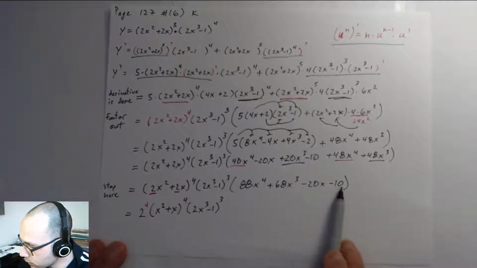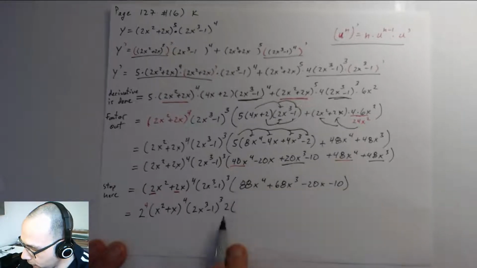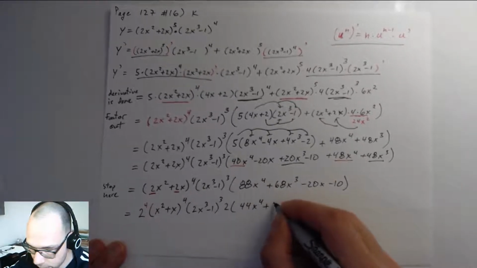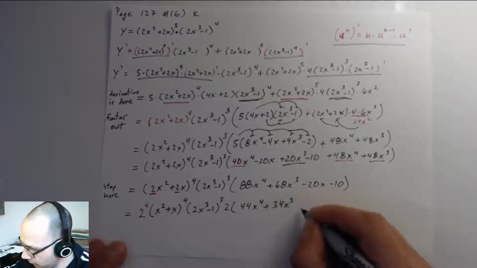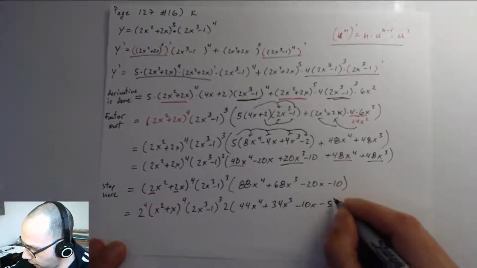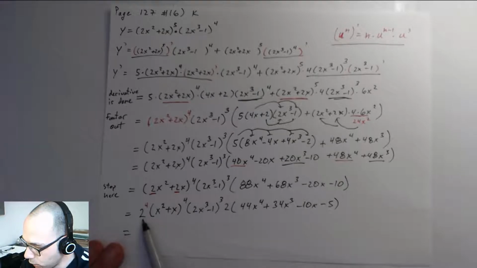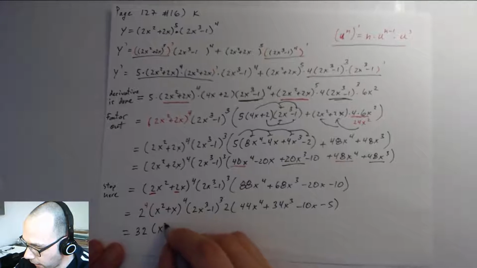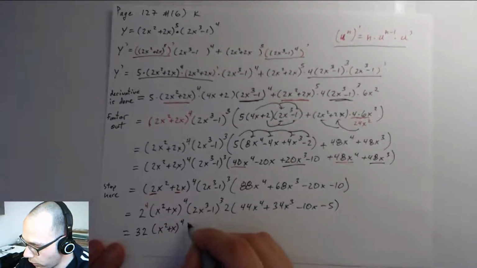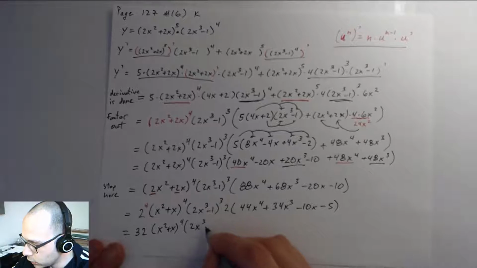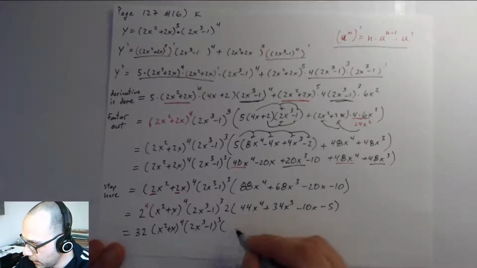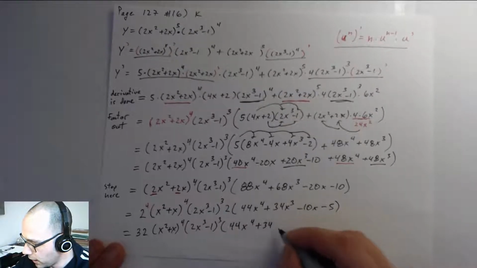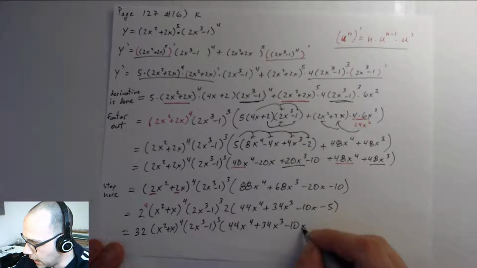And then you can also factor out 2 from that bracket. So I factor out 2. It's going to be 44x to the power of 4 plus 34x to the power of 3 minus 10x minus 5. And then they multiply 2 to the power of 4 with 2, so it's going to be 32 multiplied by (x squared plus x) to the power of 4 multiplied by (2x cubed minus 1) to the power of 3 multiplied by (44x to the power of 4 plus 34x cubed minus 10x minus 5).